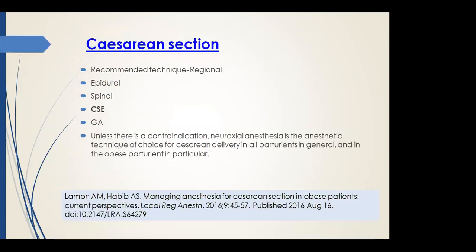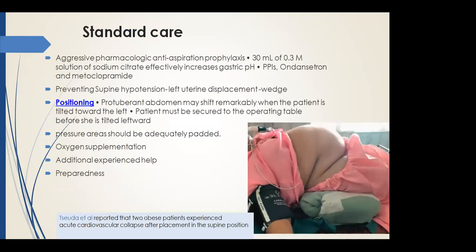For cesarean section, unless contraindicated, the anesthetic technique of choice is central neuraxial anesthesia, and it is highly stressed in obese parturients. However, irrespective of the technique used, standard care for cesarean section, mainly in obese parturients, is highly emphasized, which includes aggressive anti-aspiration prophylaxis. Mainly, raising the pH with sodium citrate is essential, as microaspiration is common.